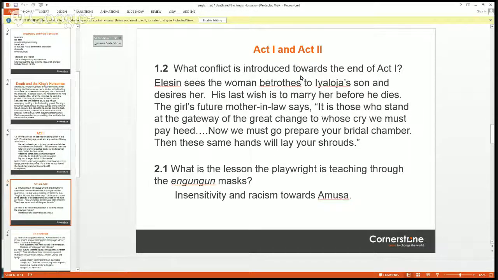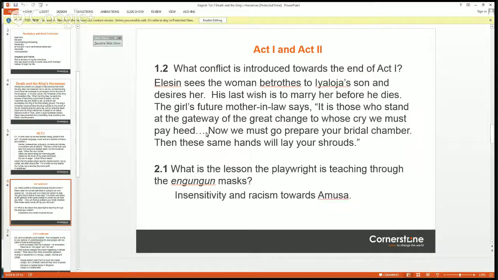And she gives a few reasons. One of them is that they might make the most amazing baby because he is about to die. He's already halfway into the spirit world. And this girl is so beautiful and wonderful. She thinks their children will be amazing. Here are some words of hers with a second reason for saying yes. It is those who stand at the gateway of the great change to whose cry we must pay heed.